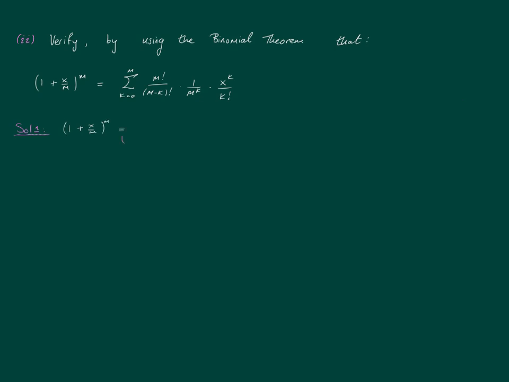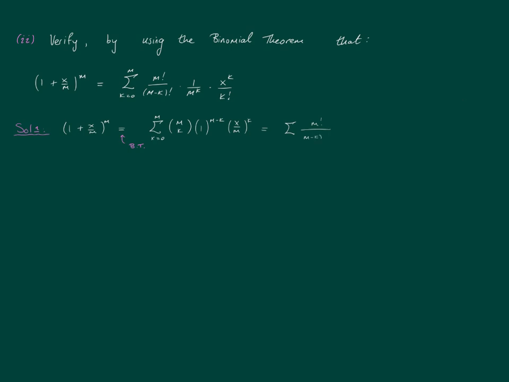So here our a is 1 and our b is x over m, so by the equation we get from the binomial theorem, this is equal to m choose k, 1 to the m minus k, x over m to the k. The 1 to the m minus k just turns to 1, so we ignore it.